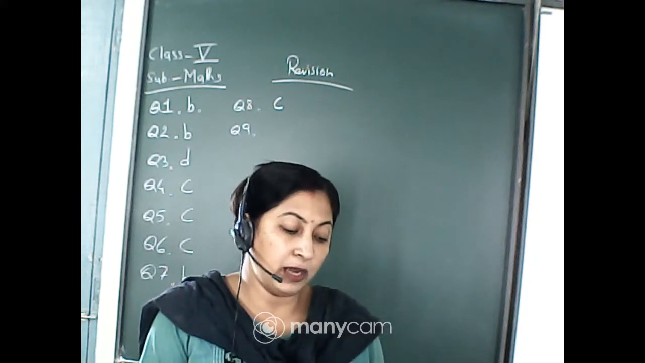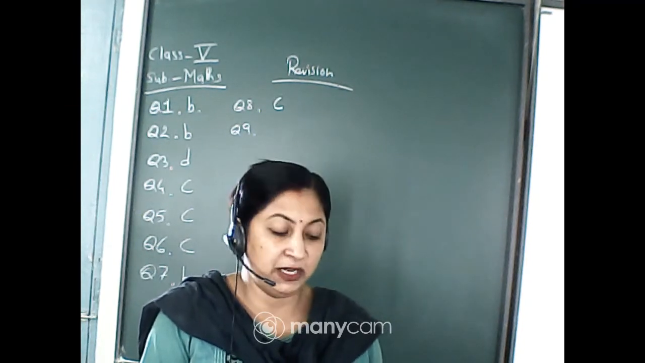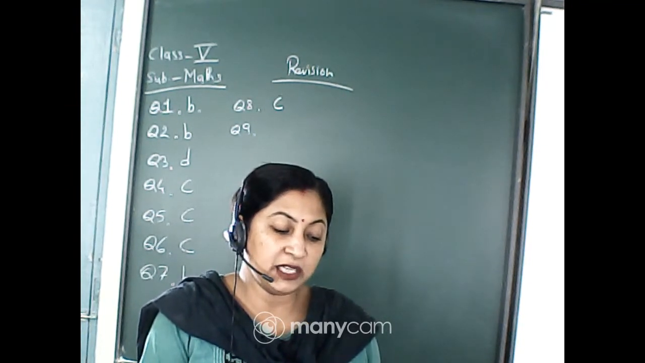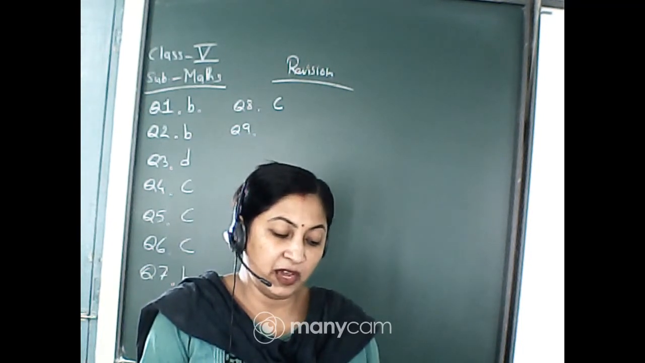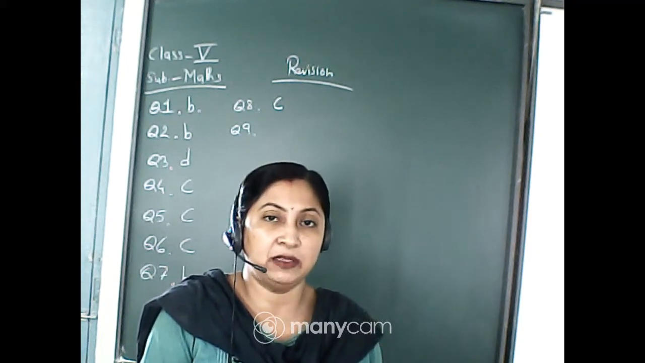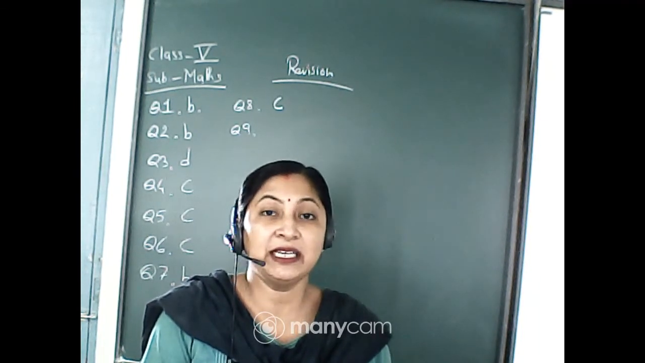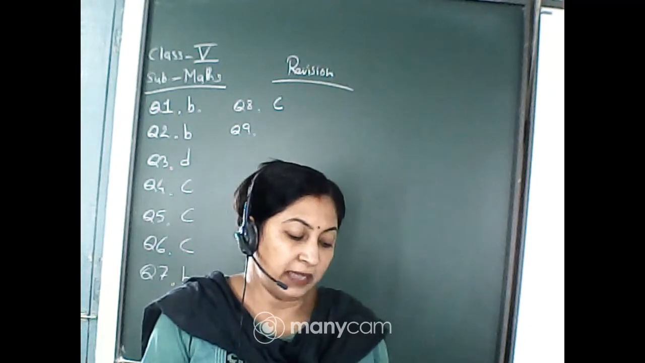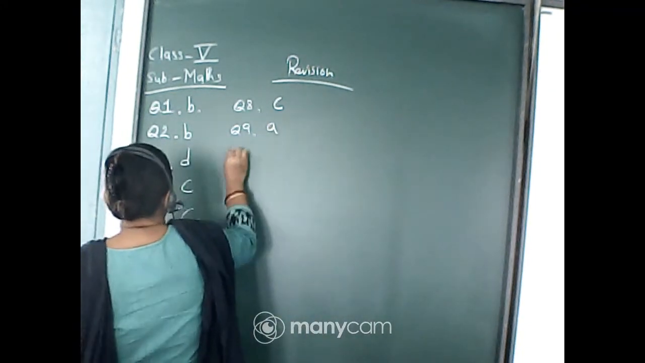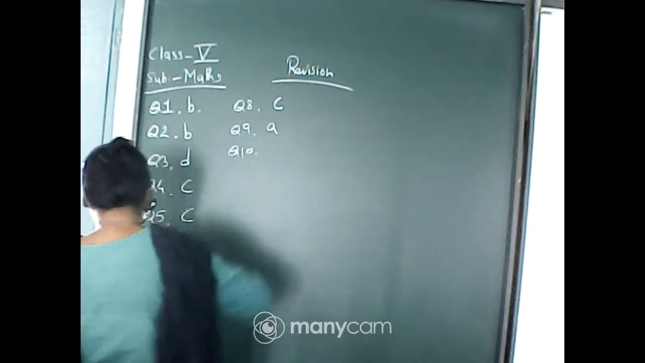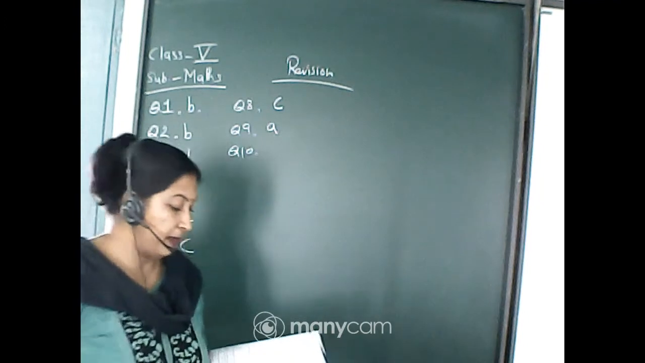See, for figure number 1, the length is given 6 meter. In figure number 2, the length is given 9 meter. In figure number 3, it is given 12, and in figure number 4, it is given 18 meter. That means which one is the least length? It is the first one, 6 meter. So the answer will be A. For question number 9, the answer will be A. The least length is 6 meter, that is answer A.